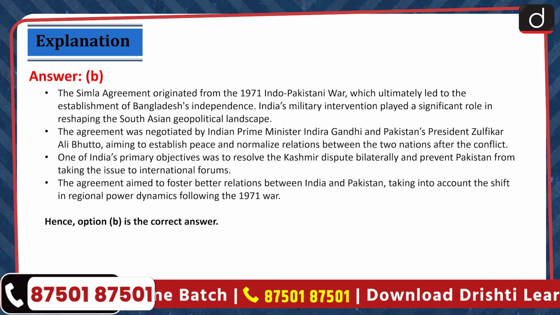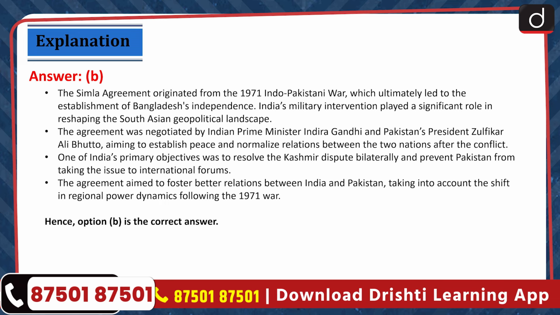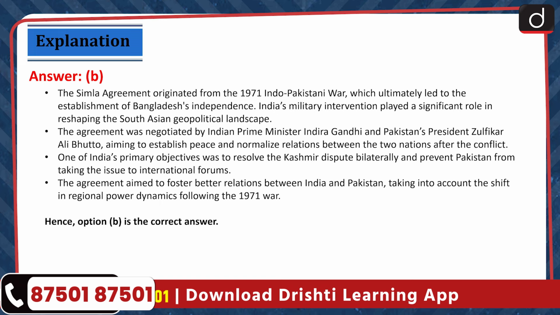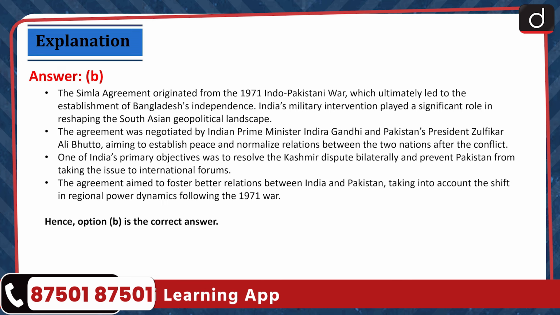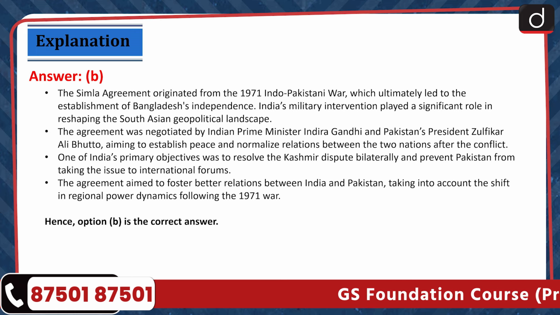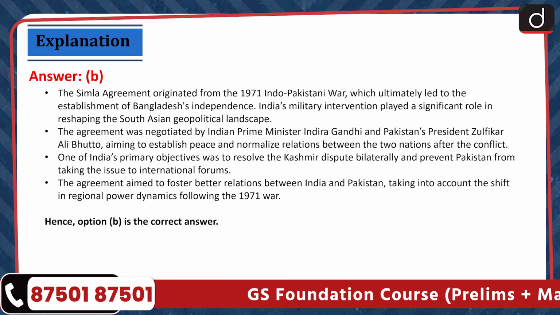One of India's primary objectives was to resolve the Kashmir dispute bilaterally and prevent Pakistan from taking the issue to international forums. The agreement aimed to foster better relations between India and Pakistan, taking into account the shift in regional power dynamics following the 1971 war. Hence, option B is the correct answer.